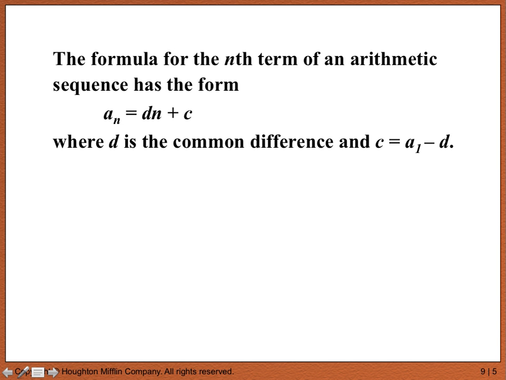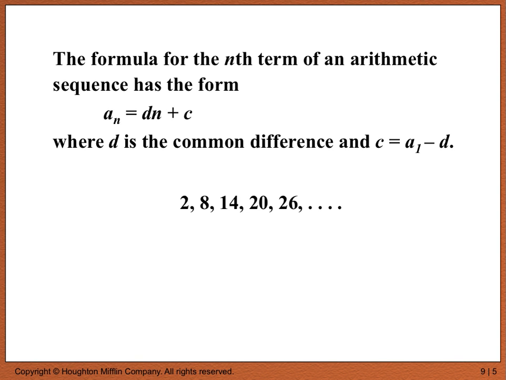And the way to find these is, d is the common difference. We know how to get that. You just find what the jump is from one term to the next. And then c is the adjustment constant, and c is always found just by the difference a1 minus d. Now let's see this in action, and it'll make more sense.